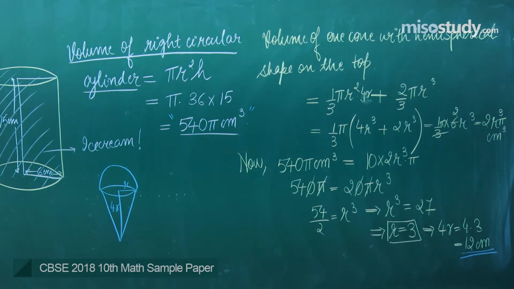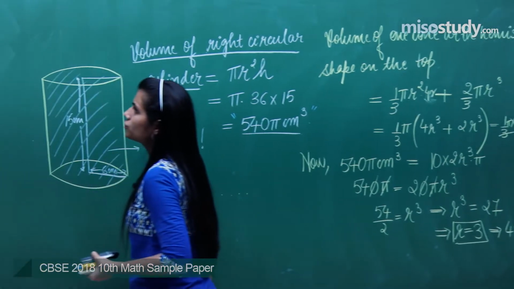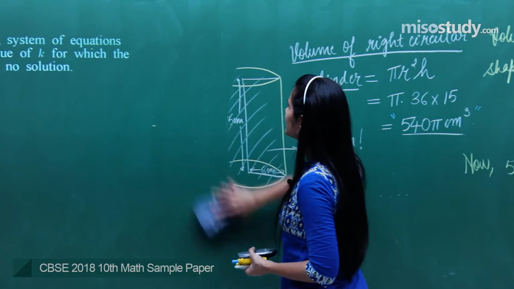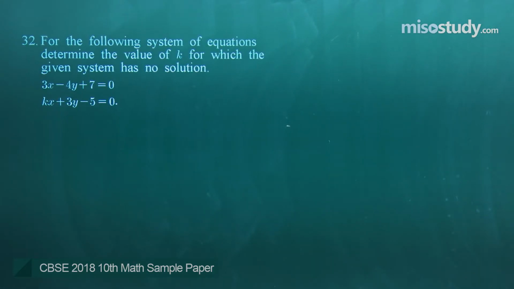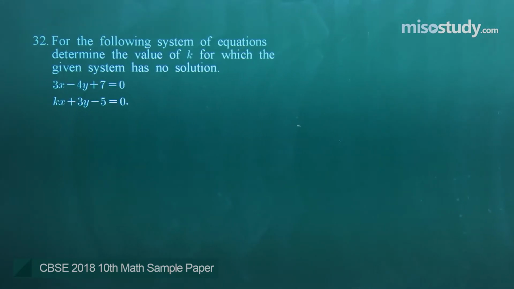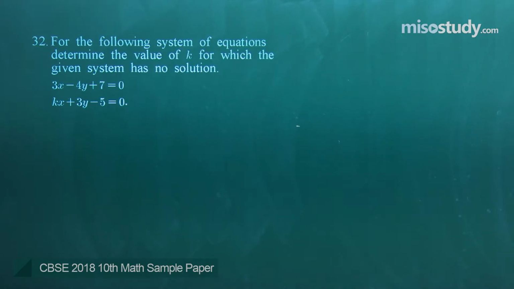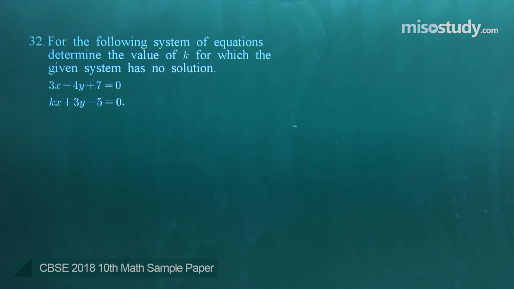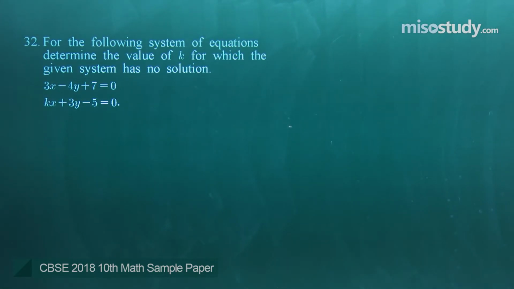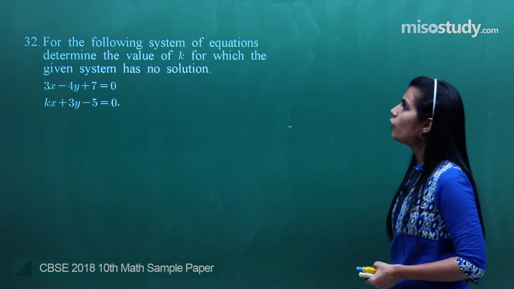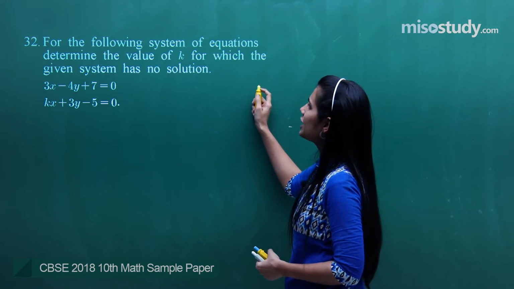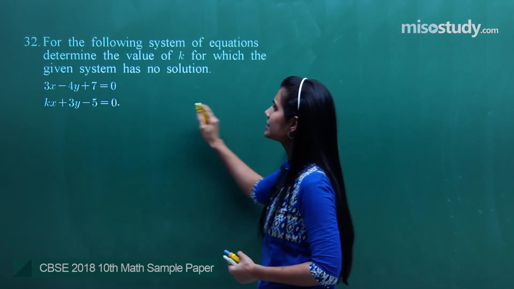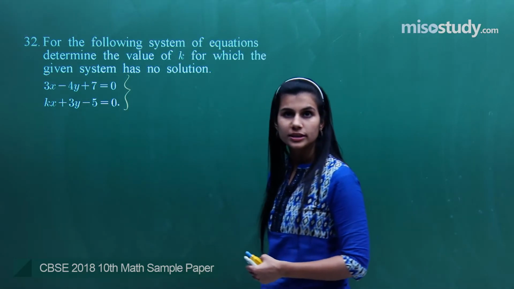Let us begin discussing the next question. Just take a look at it. What is it trying to speak about? Okay, so the question is saying that for the following system of equations, determine the value of k for which the given system has no solution.